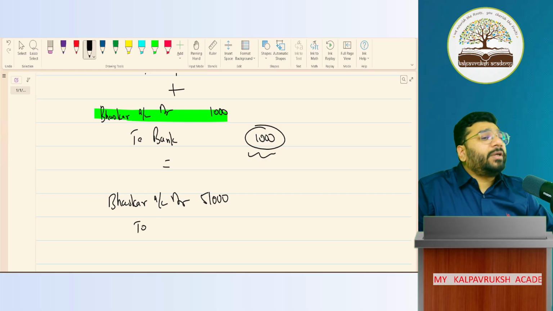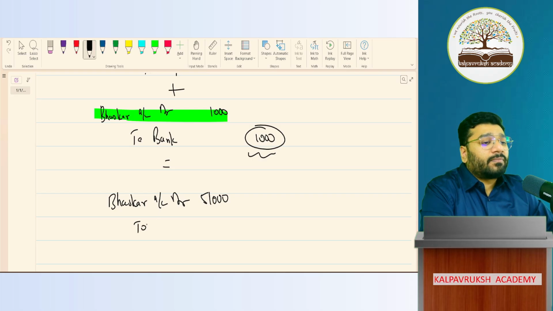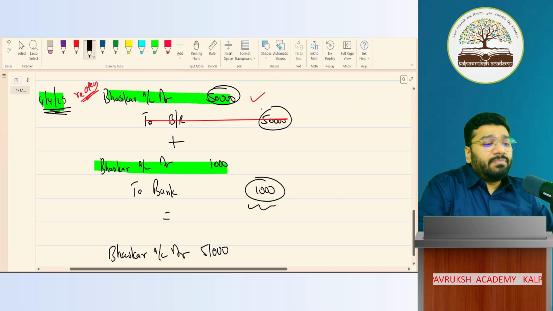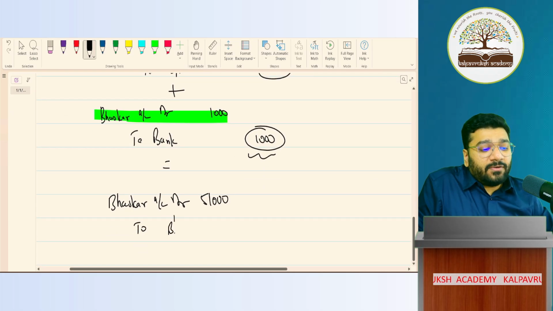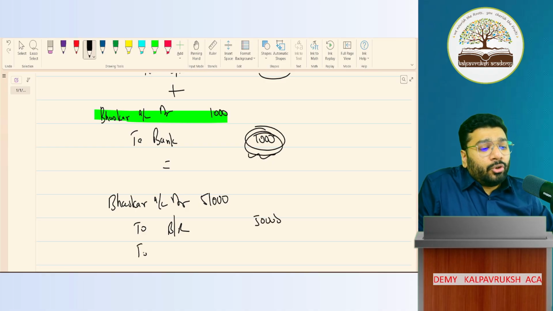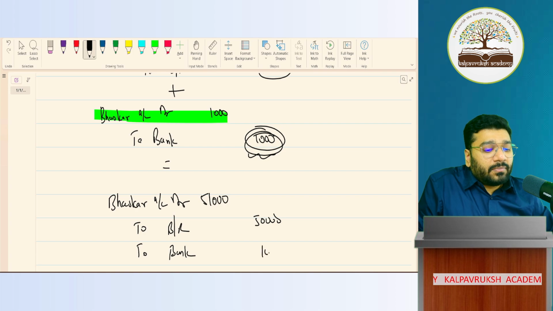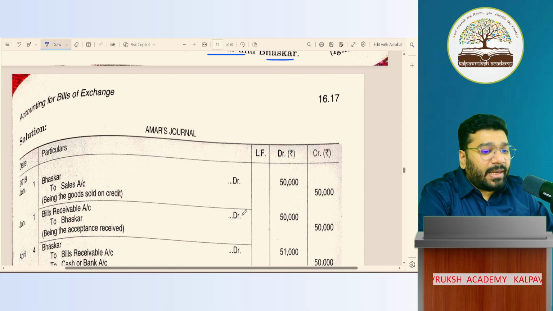This 51,000 is what you recover: 50,000 against bills receivable. So two amounts, 50,000 and 1,000, you have to recover because you made the payment to the notary public through bank. So this is the combined effect. Am I loud and clear? Online people, am I loud and clear?